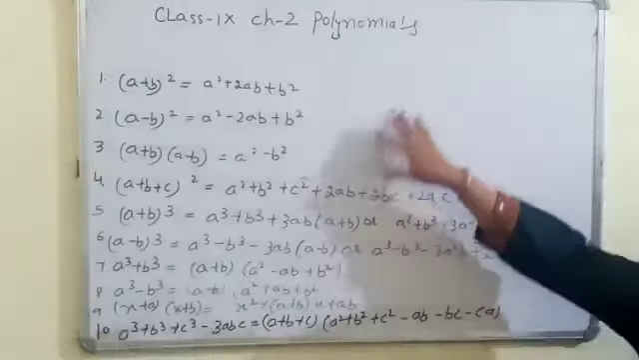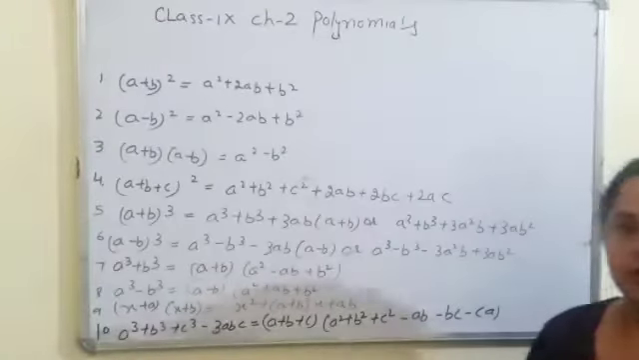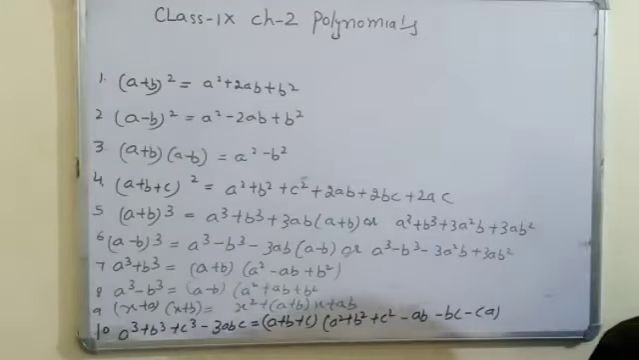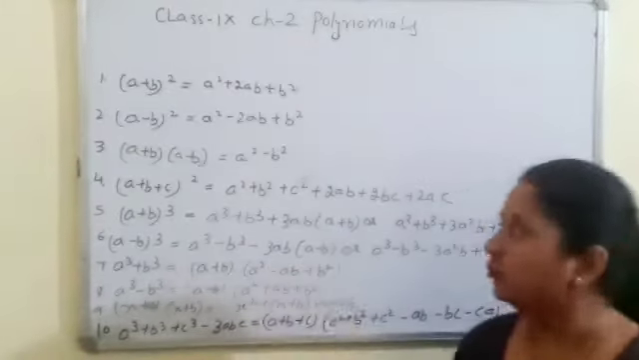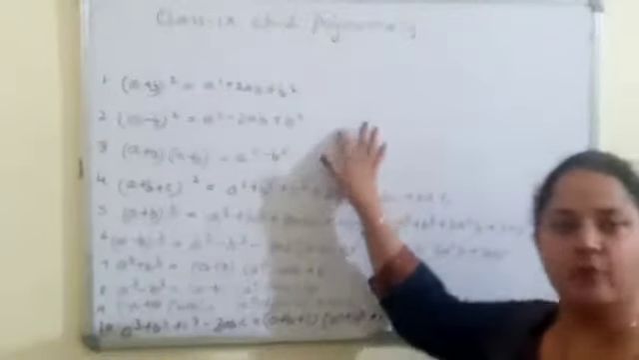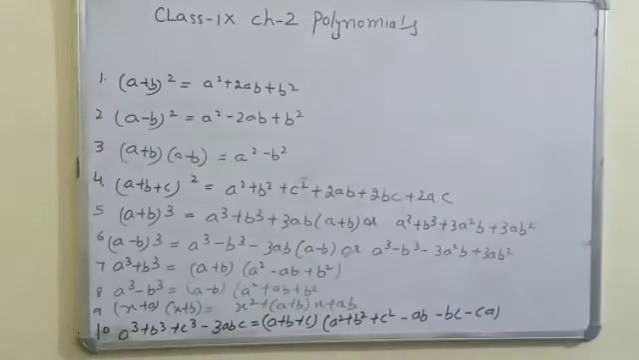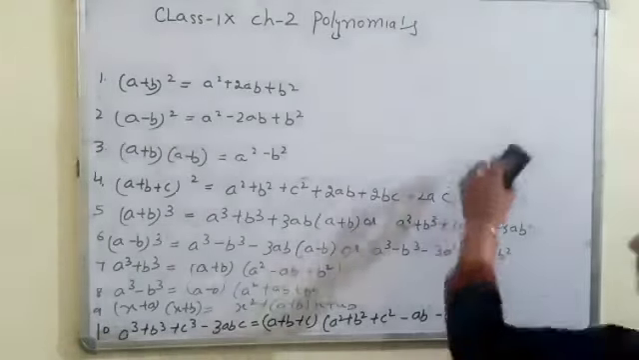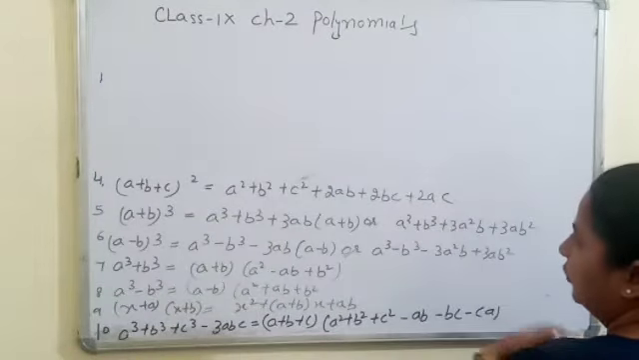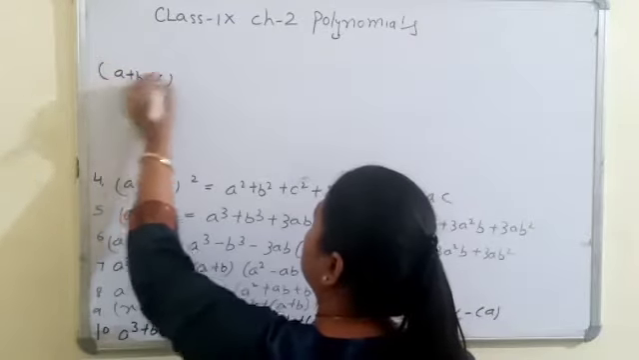The first three you know very well. From the fourth one I am going to do the derivation of these identities, how we can derive these formulas by using these three identities. By using the first three, how we can derive the rest of the formulas. So let's see. Fourth one is, so let's see the derivation for the fourth, which is (a plus b plus c) whole square.